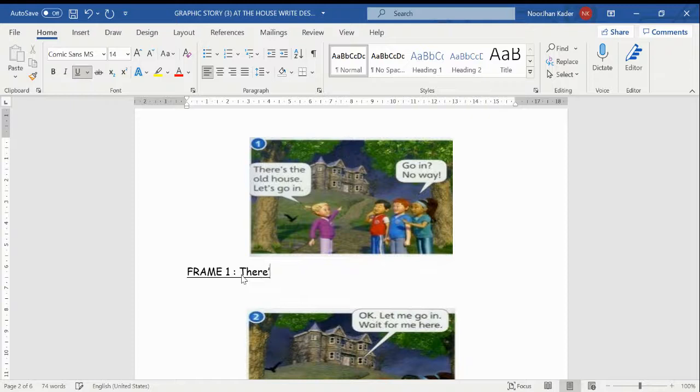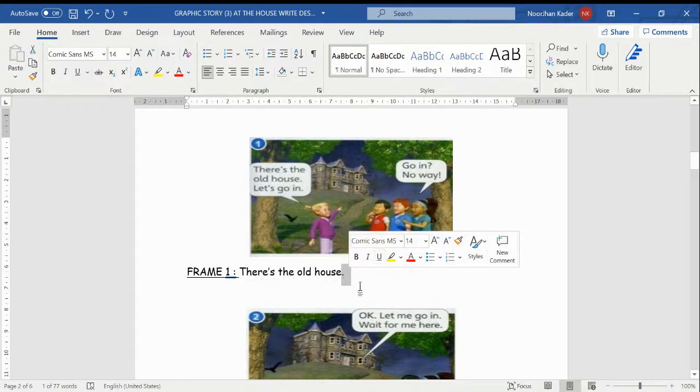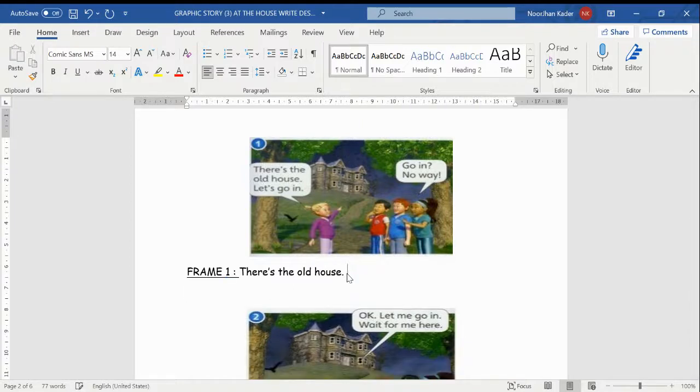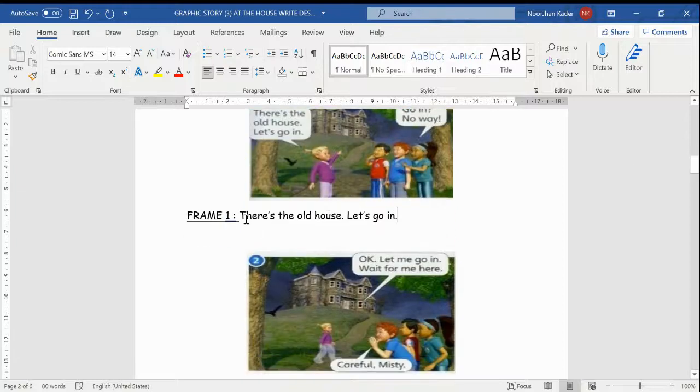So let's write the sentence. That's the old house. Then, let's go in. Okay, this is the first sentence which shows us, or tells us, that this is a description.